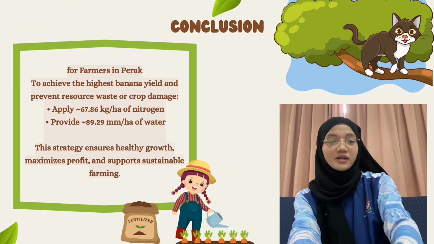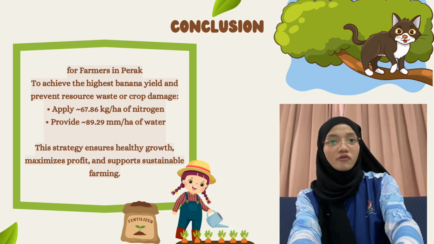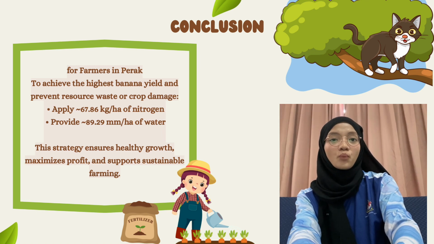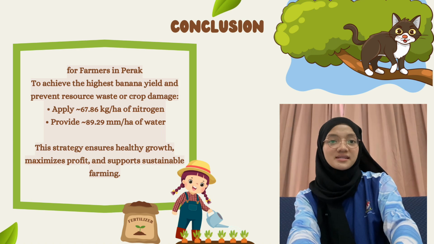In conclusion, for farmers in Perak to achieve the highest banana yield and prevent resource waste or crop damage, apply approximately 67.86 kg per hectare of nitrogen and provide approximately 89.29 mm per hectare of water. This strategy ensures healthy growth, maximizes profit, and supports sustainable farming.